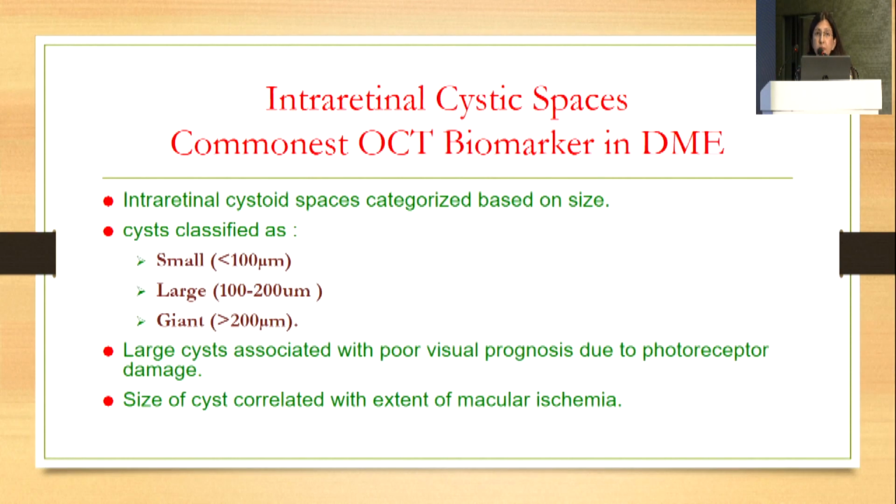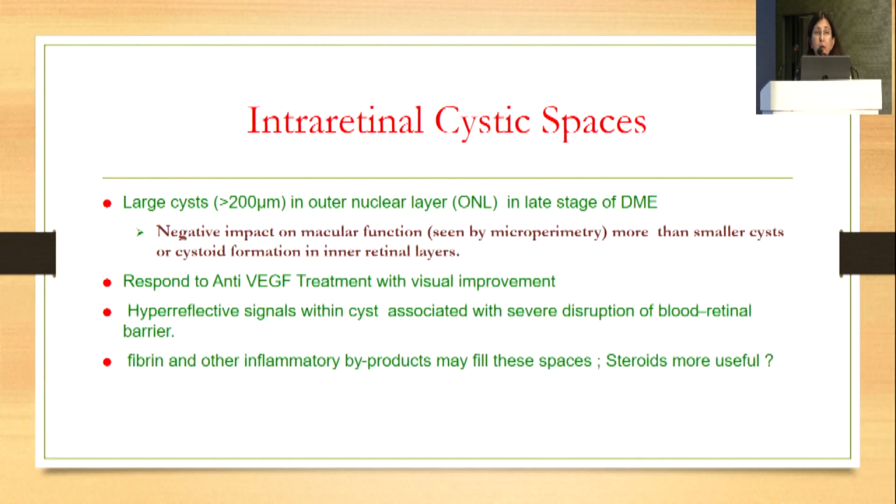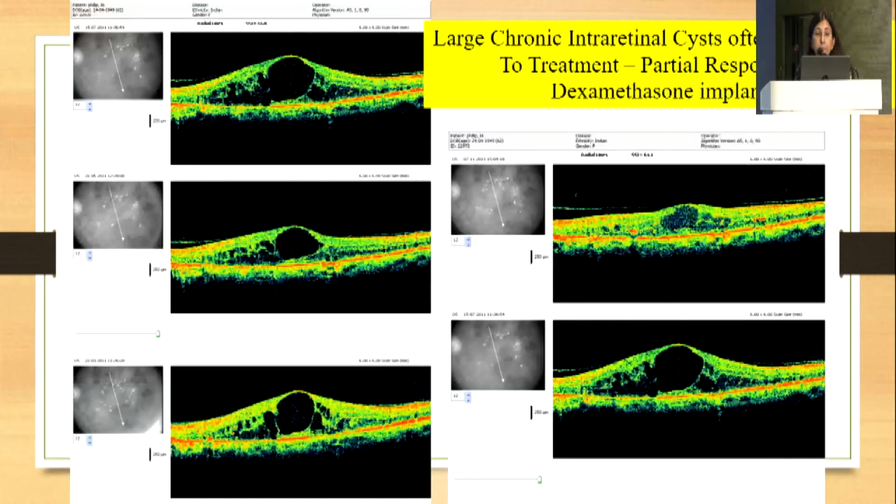Now coming to intraretinal cystic spaces, these are classified based on size: small, less than 100 microns, and giant, more than 200 microns. Large cysts usually have poor prognosis because they're in the outer nuclear layer and the late stage of DME, and they cause much more damage to visual function. So this is a patient showing they don't respond that well to treatment, and even with steroids they will show a partial resolution.